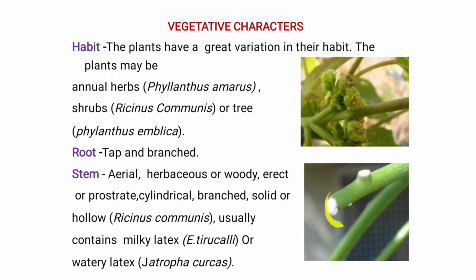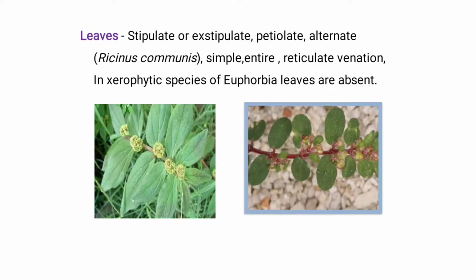There is a plant of the Tertiolaceae species and the Jatropha circus. The plant stem of the Jatropha circus. Okay, their stem has watery latex present. So in this Euphorbiaceae family, the stem has milky latex or watery latex present.